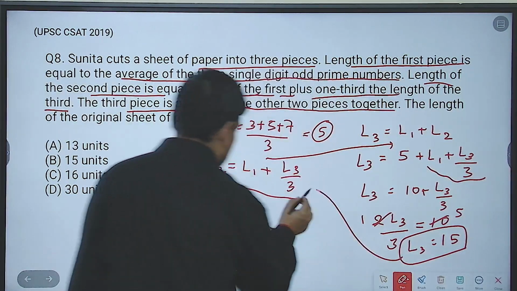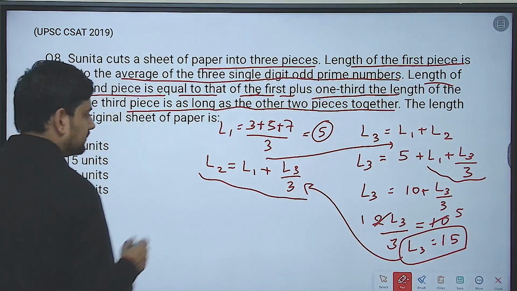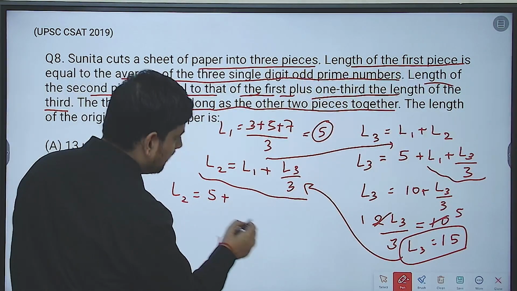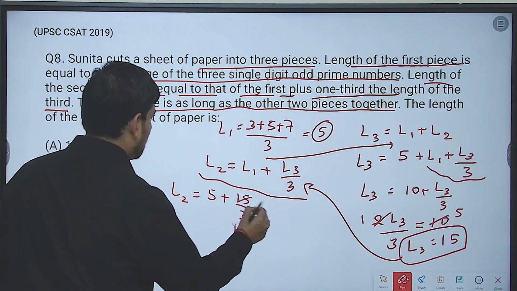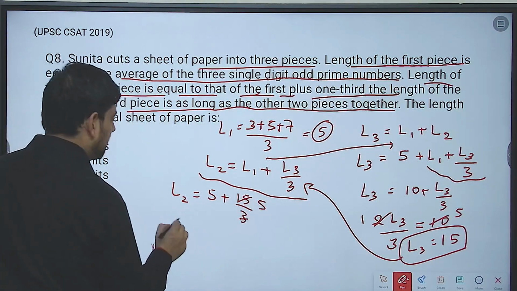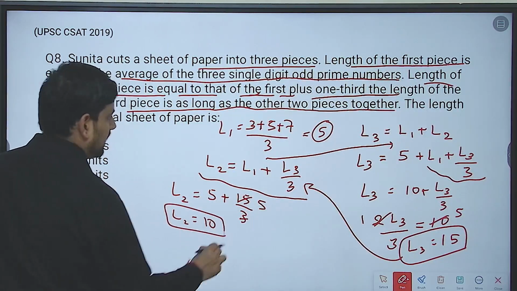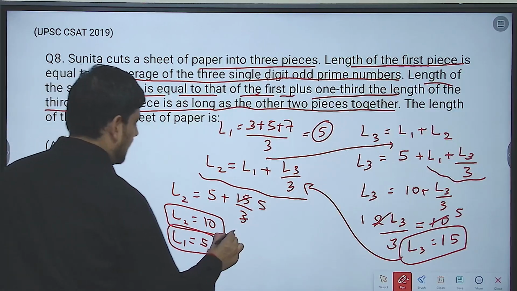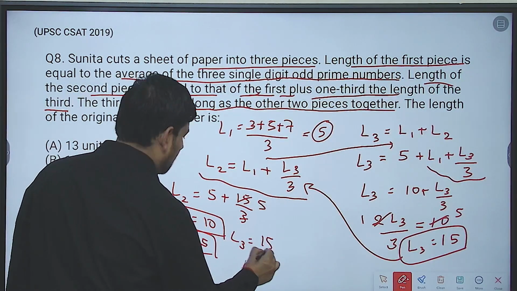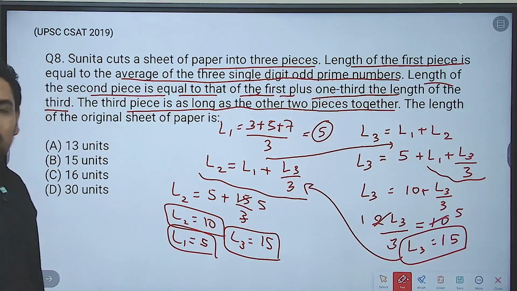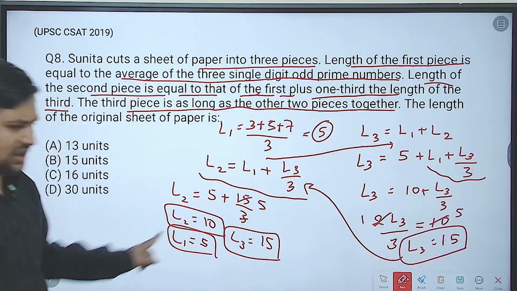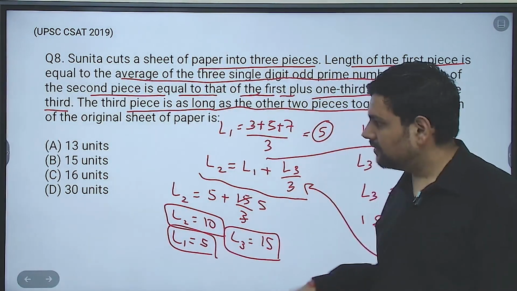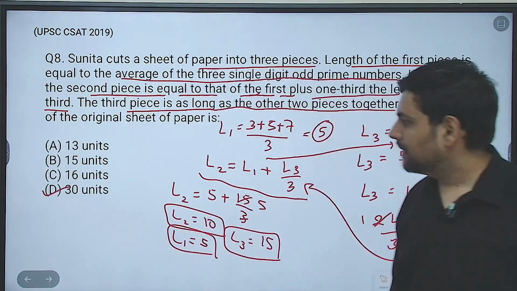Now you can put it here. So L2 is equals to L1 is 5, L3 is 15. So 15 by 3 goes 5 times, 5 plus 5 is 10. So L2 came out to be 10. Now you have all the values. L2 is equals to 10, L1 is equals to 5, and L3 is equals to 15. You need to tell the length of the entire sheet. That means sum of all 3 of them. So this becomes 5 plus 10, 15, 15 plus 15, 30 units. That's it.